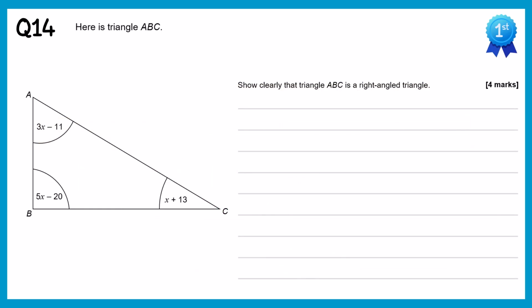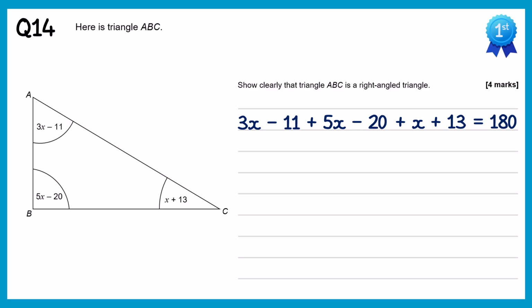In this question, we need to show that triangle ABC is a right-angled triangle. You'll notice we have all of the angles here in terms of algebra. You should know that the angles in a triangle add up to 180 degrees. So let's add up all of these angles and set it equal to 180. So the first angle, 3x minus 11, add the second angle, 5x minus 20, and add the final angle, x plus 13. This must all add up to give 180.